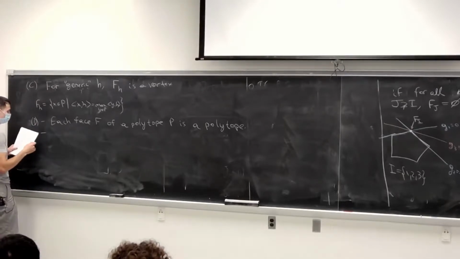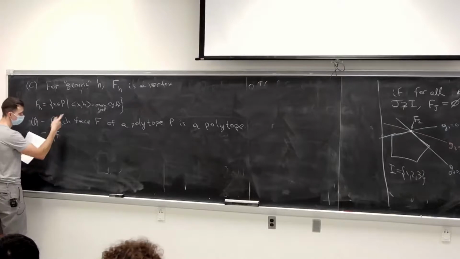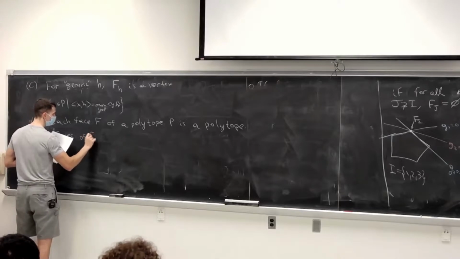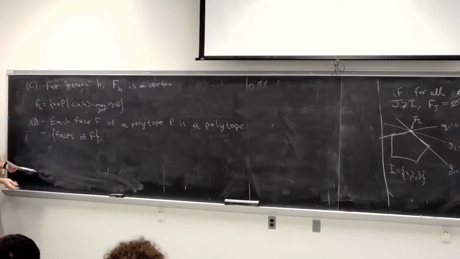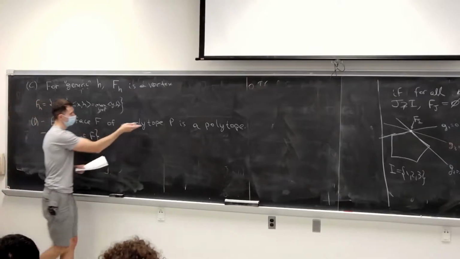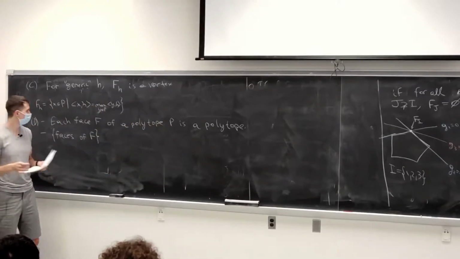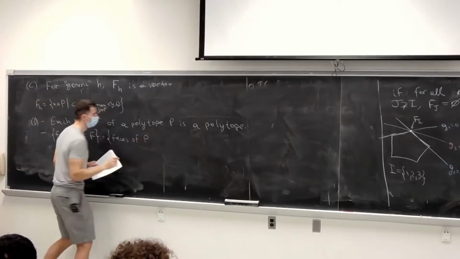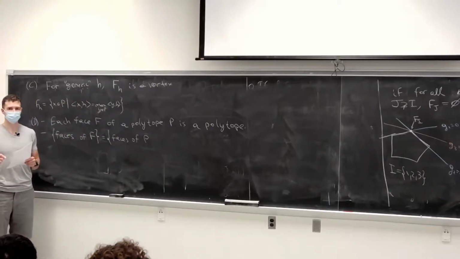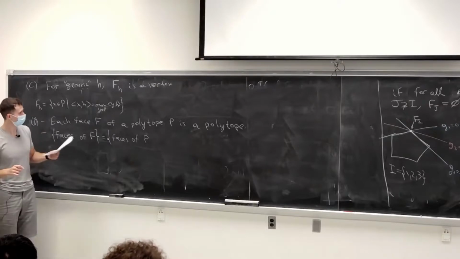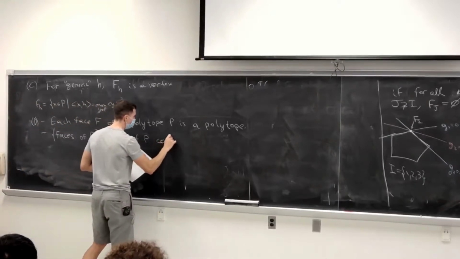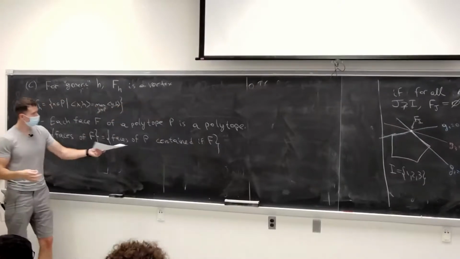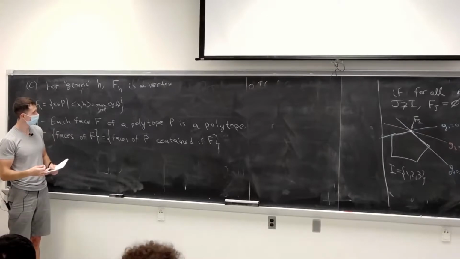Actually, here's another. These all look very natural. You have this polytope F, so what are the faces of that polytope? They should somehow be obtained from the faces of P. These are the faces of the polytope F, which are the faces of P which are contained in F. And again, this is non-trivial to prove, right? Because, well, how do you prove something like this?